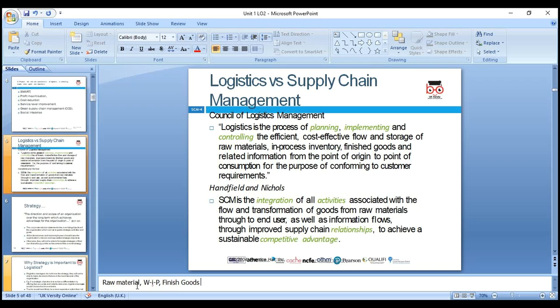Supply chain management is the integration of all activities. It's not just one activity. So how can we integrate and coordinate, so that goods flow from the raw material through to the end users. Our supply chain consists of different channels of distribution. So we really need to look at the flow and improve supply chain relationships to achieve sustainable competitive advantage.